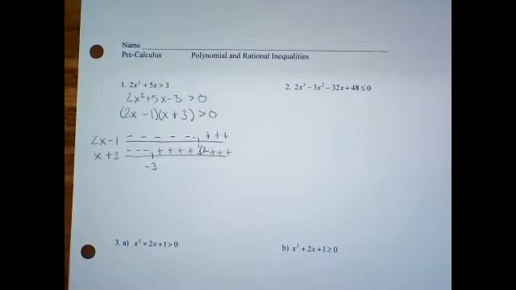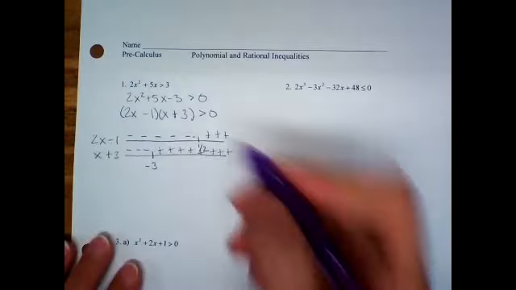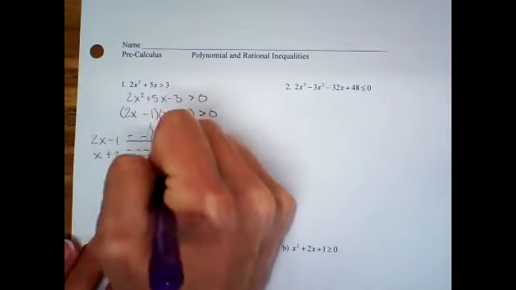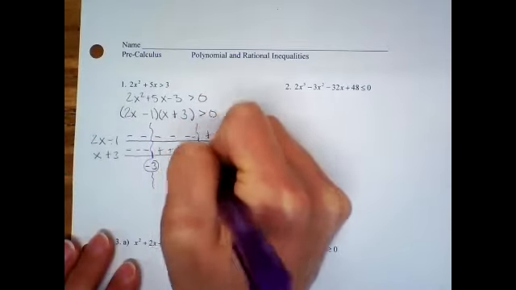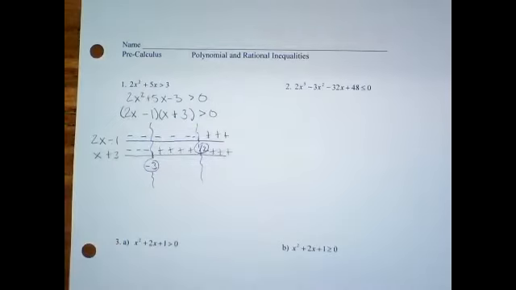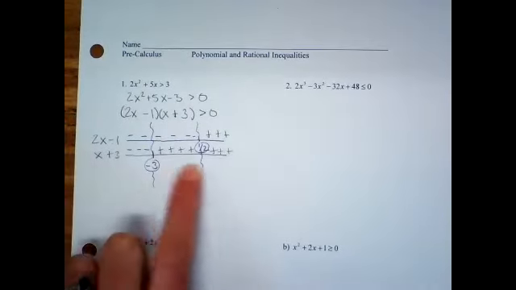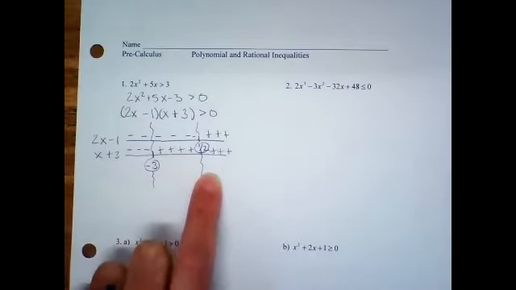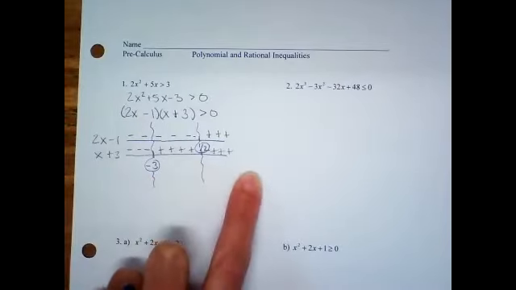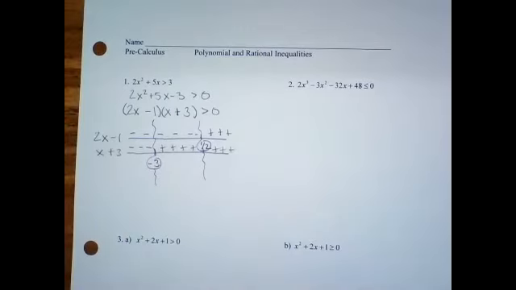I'm going to use a different color for this. You don't have to, but I think sometimes it helps. We're going to slice our number line into these 3 sections. So we've got everything to the left of negative 3, everything in between negative 3 and 1/2, and everything above or to the right of 1/2. So we just sliced our number line into those 3 sections.